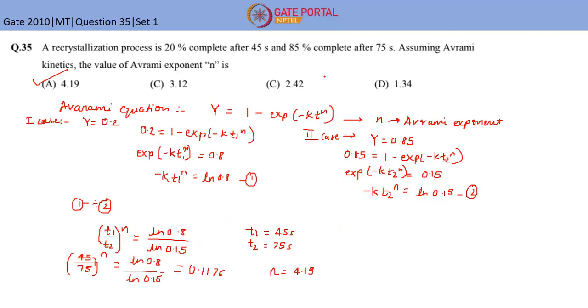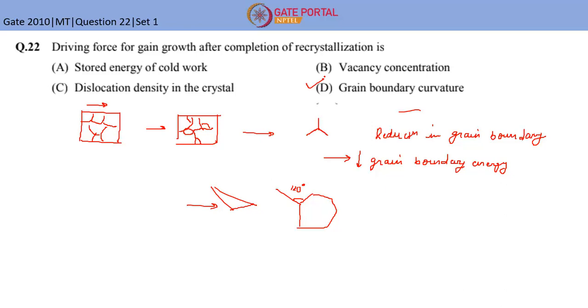Two conditions were given, where 20% of the recrystallization was complete after 45 seconds and 85% was complete after 75 seconds. So we had two equations for that, and with the help of the two equations we could find out the Avrami exponent, which is n, which came out to be 4.19. And in the last question we needed to find out the driving force for grain growth after completion of recrystallization, which is basically the reduction in grain boundary energy, and the reduction in grain boundary energy is because of the grain boundary curvature, which is option D.